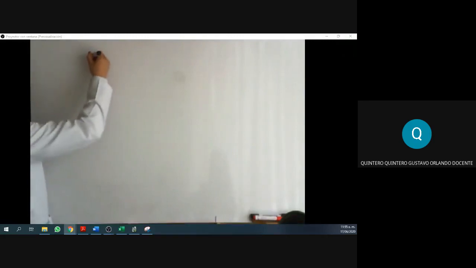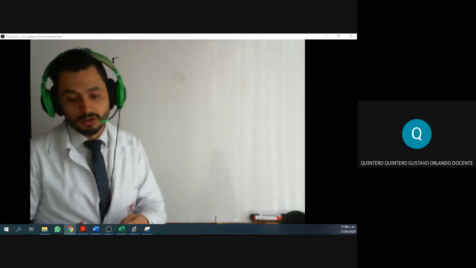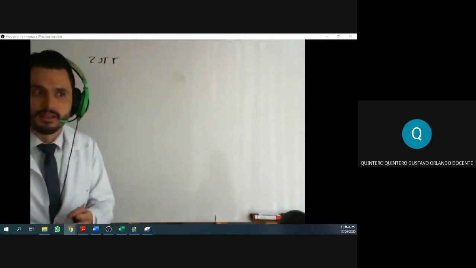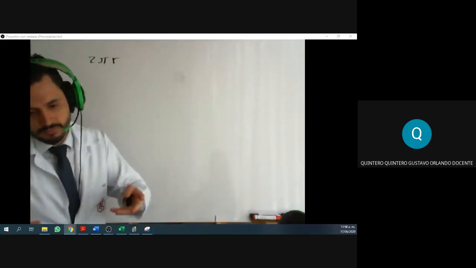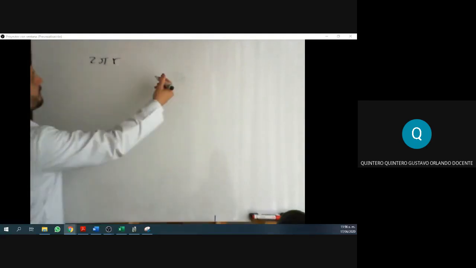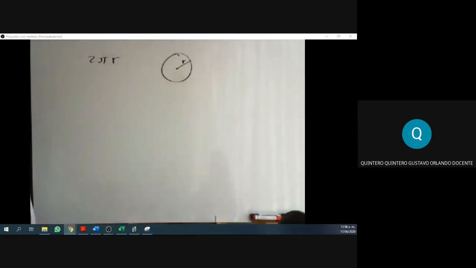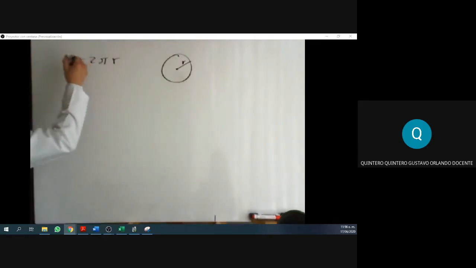So let's say we have this little formula over here. This is the formula for the circumference of a circle, the perimeter of a circle. The circumference is 2 pi r, right? R is the radius of the circle, so this will be the value of r, and this will be the perimeter, right?